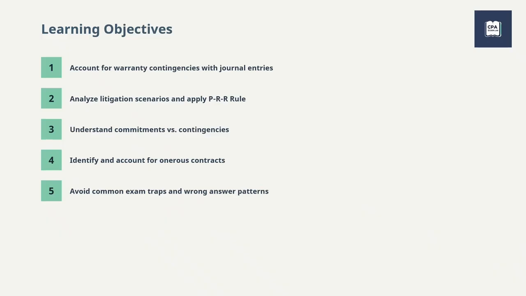Okay, so what are our learning objectives here? First, we're going to learn how to account for warranty contingencies with journal entries. We're going to analyze some litigation scenarios and apply the PRR rule. We're going to understand the difference between commitments and contingencies. We're going to identify and account for onerous contracts.